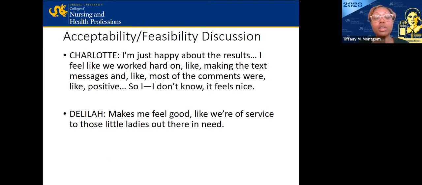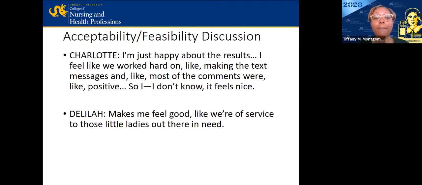We also talked about the acceptability and feasibility outcomes of the study. Charlotte said she was just happy about the results. She said, "I feel like we worked hard on it, making the text messages, and most of the comments were positive. So it feels nice." I really enjoyed seeing them take ownership of this research study. I don't feel like it was my study. I feel like it was our study.